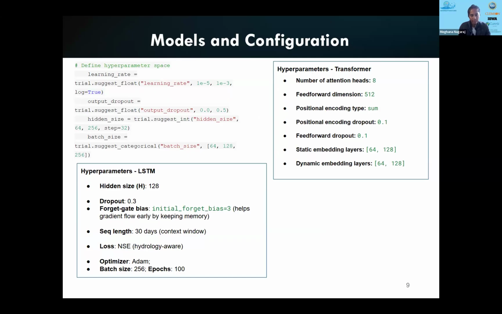So this is the model configuration. We wanted to define the hyperparameter space, so we considered the learning rate, output dropout, hidden size, and the batch size. We did some trial and error, and these are the hyperparameters we chose for the LSTM and transformers. Next slide, please.